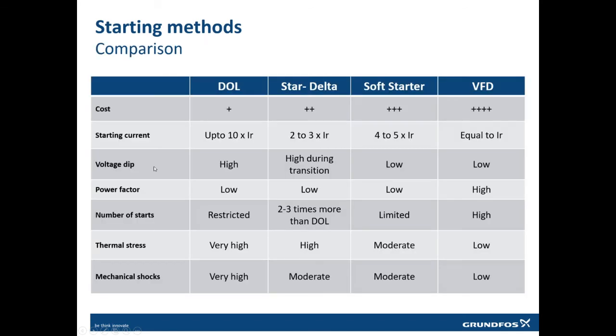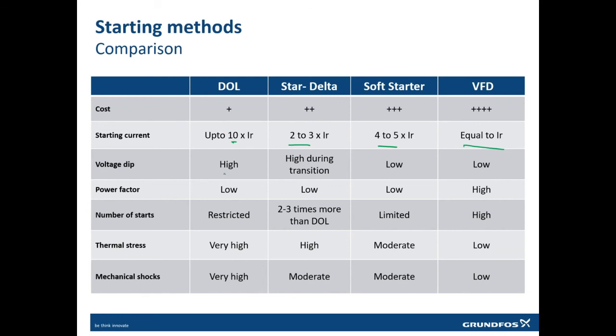for reinforcement. Now comparing different starting methods: DOL is the cheapest, star delta the second, soft starter the third, and VFD is the most expensive one. But the starting current in DOL goes up to 10 times the locked rotor current. From here 2 to 3 times, 4 to 5, and over here equal to IR. So VFD starting current is equal to the rated current. So your starting current will be very low.